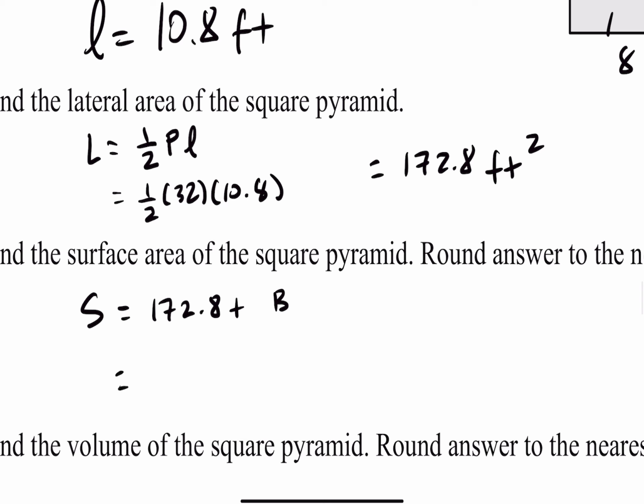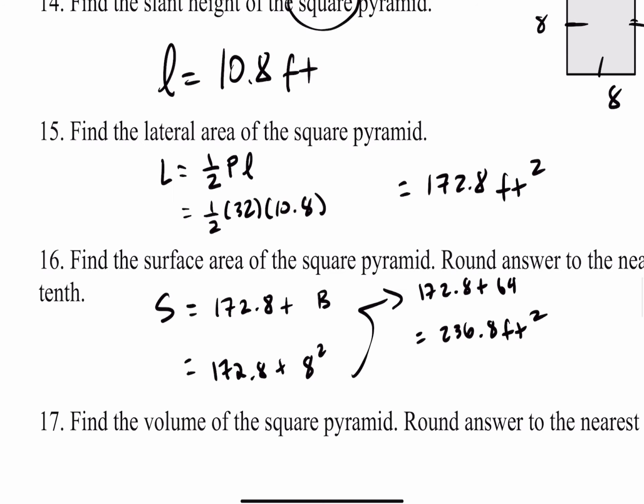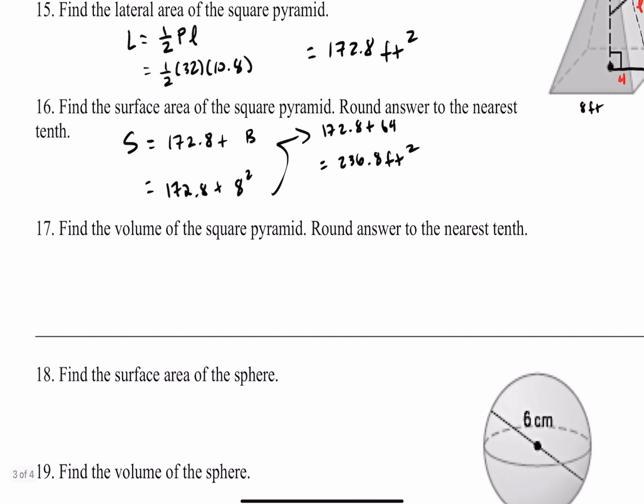So I have 172.8 plus 8 squared. So 172.8 plus 64. Let's add. You get 236.8 square feet. And there you go. That's number 16. Number 17 says find the volume of the square pyramid. Round your answer to the nearest 10.